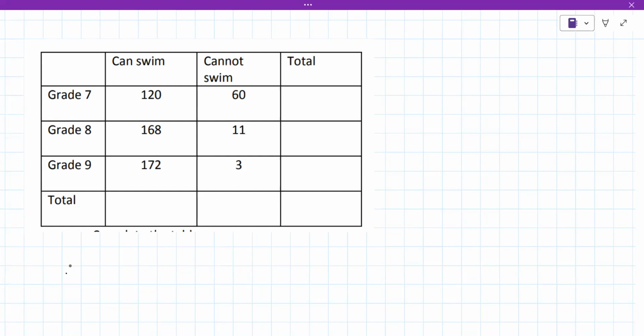So the total for can swim would be, let me get a calculator, 120 plus 168 plus 172 is 460 for can swim. Okay, all right, I agree. How about cannot swim? 74. Okay, good. And then you can calculate the horizontal totals as well. We will likely need them.